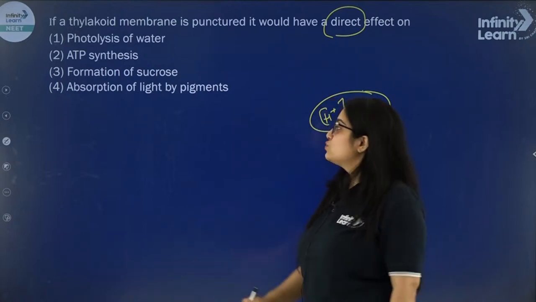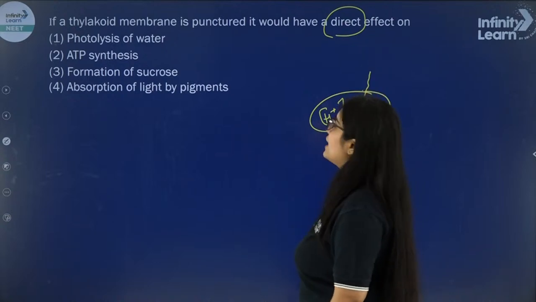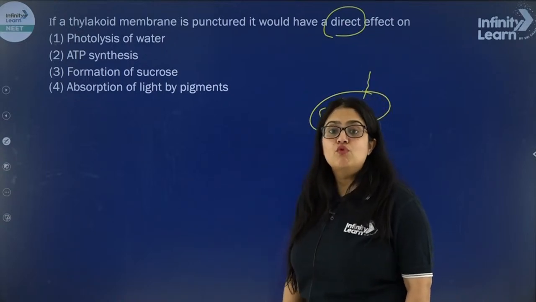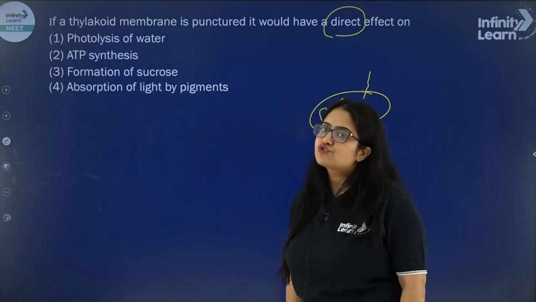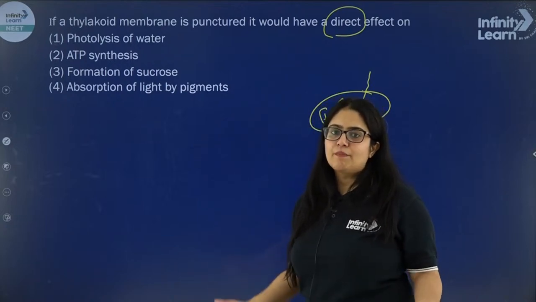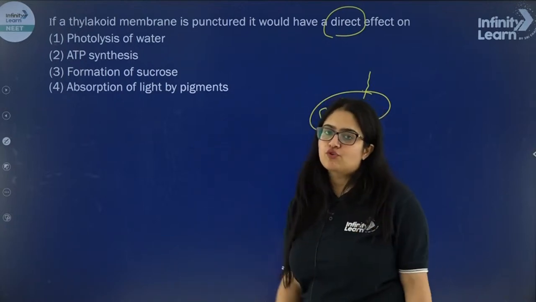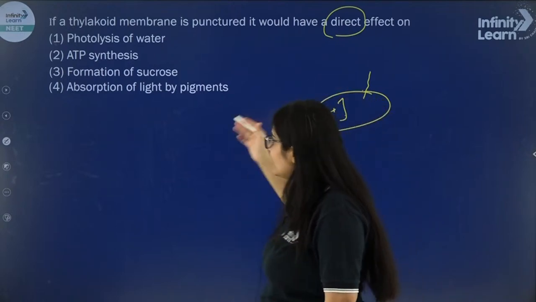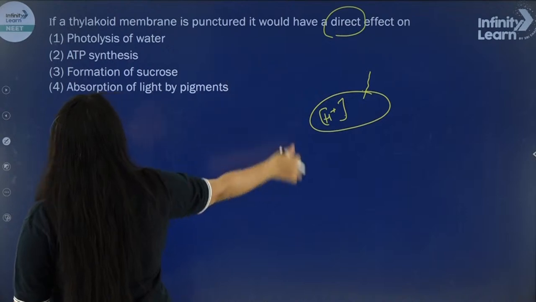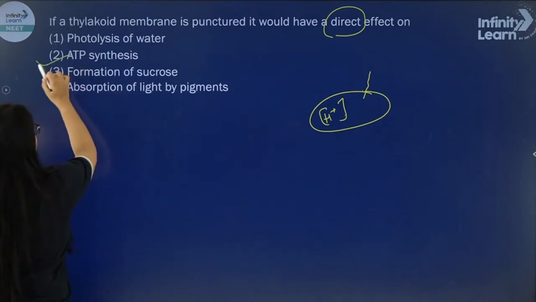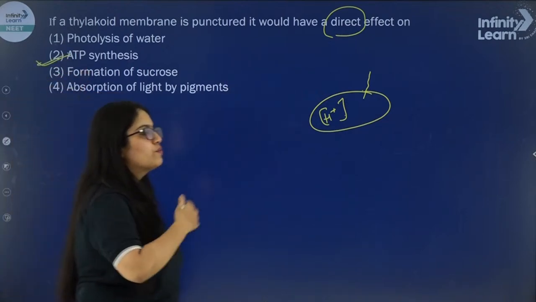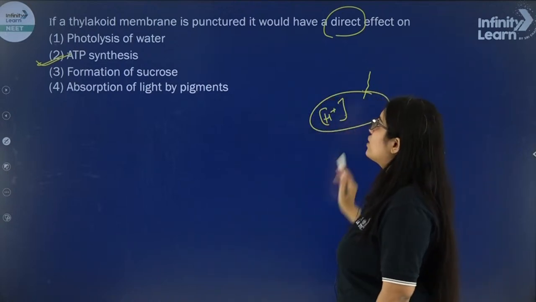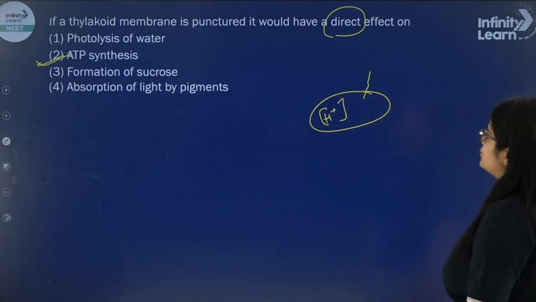So if you notice, my dear students, if this particular membrane of the thylakoid is punctured, that means H plus ions can easily move back out from the thylakoid to the stroma. If this happens, there won't be formation of enough proton gradient required for ATP synthesis. So the direct effect will be on ATP synthesis, because it requires building of the proton gradient, which will not be able to form because the membrane of the thylakoid is punctured. Next question.